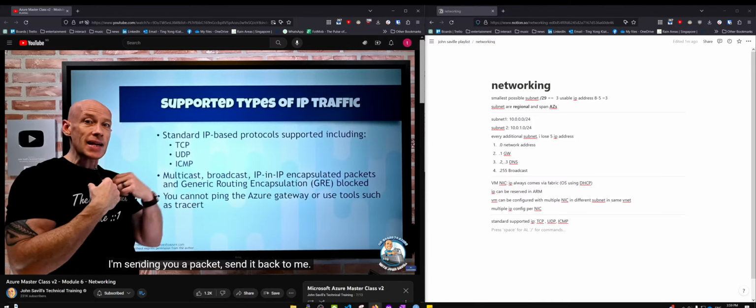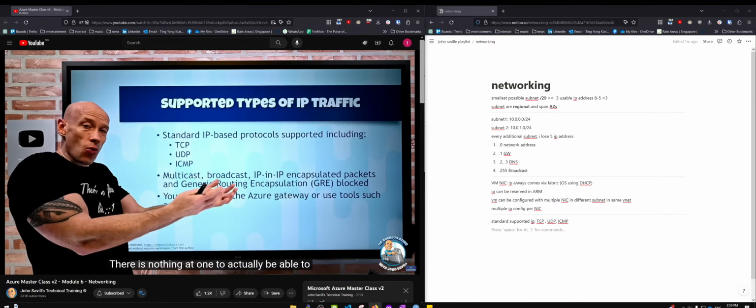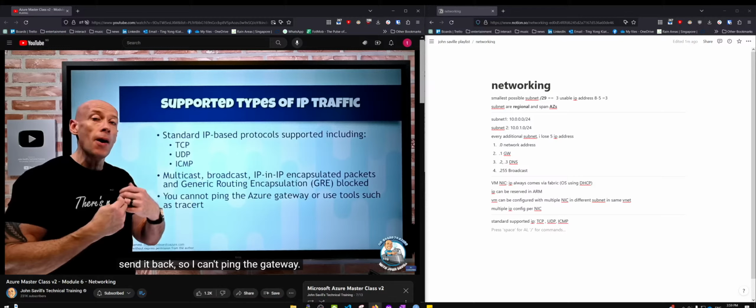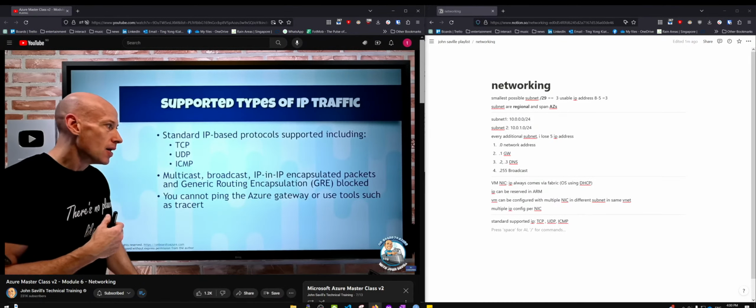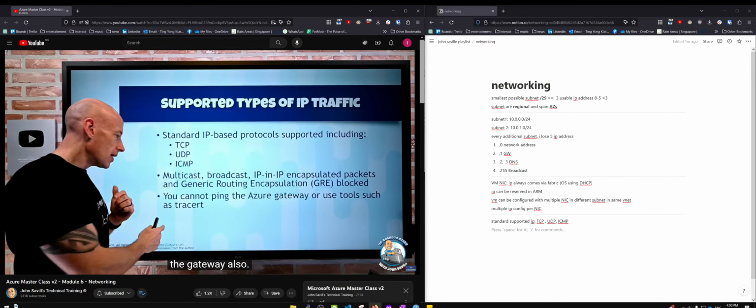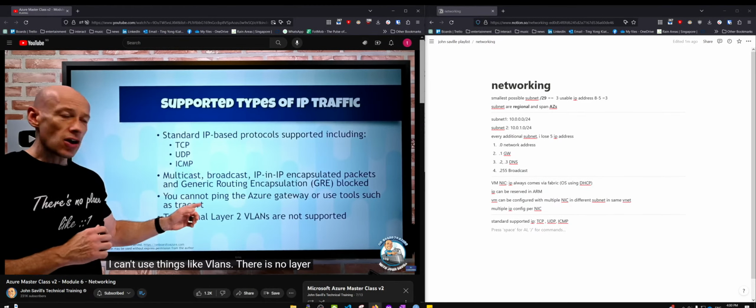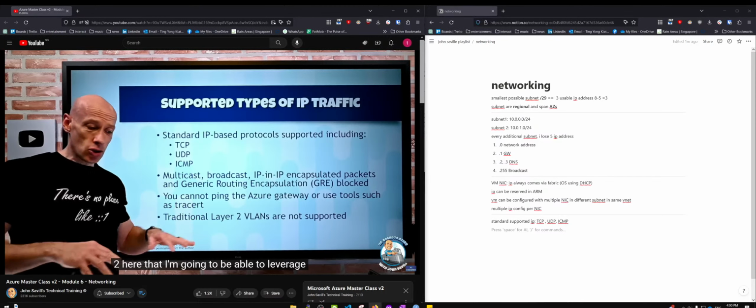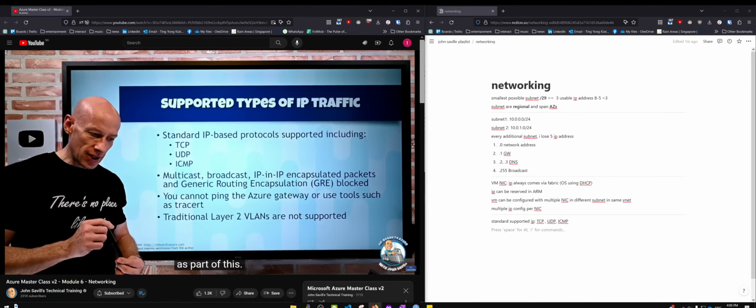I'm sending you a packet, send it back to me. There is nothing at .1 to actually be able to send it back. So I can't ping the gateway. Also, tools like traceroute are not going to work with the gateway. Also, I can't use things like VLANs. There is no layer 2 here that I'm going to be able to leverage as part of this.